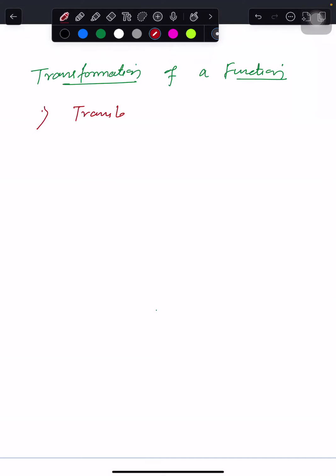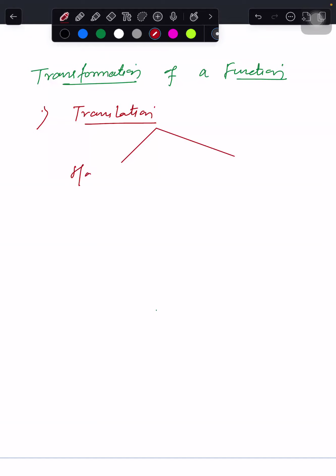Let's start the transformation of a function. Under transformation, the first thing we have is translation. So how does translation work? Translation can be left, right, up or down, so it can be categorized into two different things.